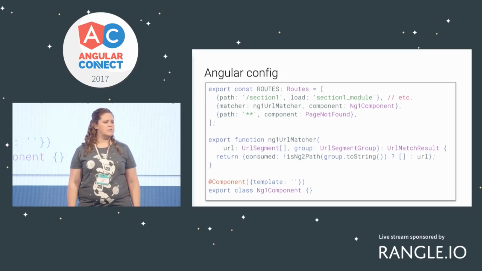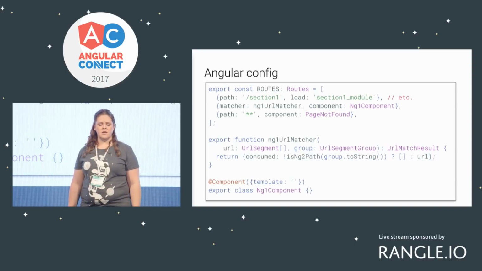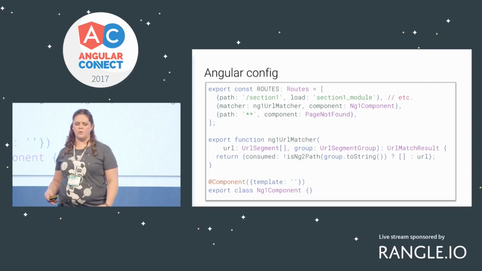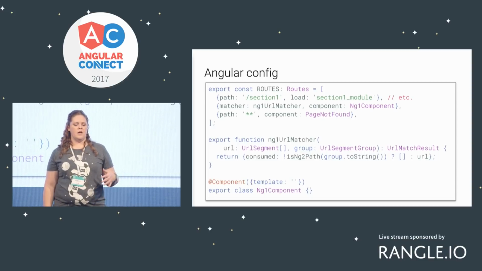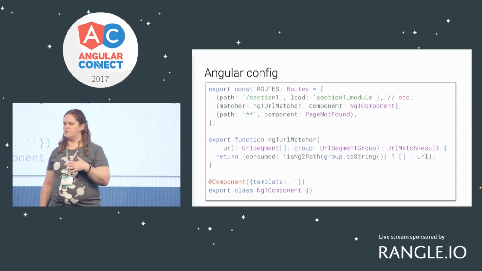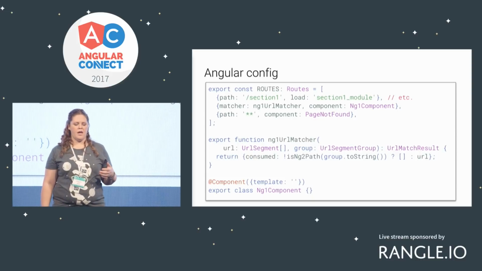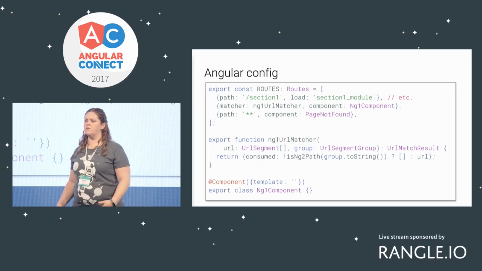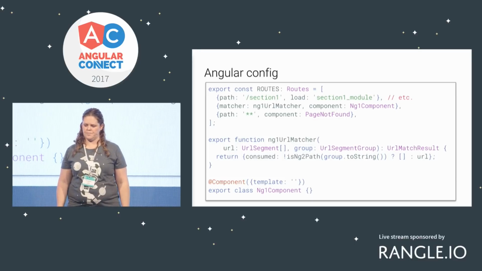On the Angular side, we have a little more powerful APIs, so we can use the matcher to map this to a function. This configuration says, after we go through all of the main registrations, if it matches an AngularJS registration, just render this component that has no content. And if it falls all the way through to the wildcard route at the bottom, then we render the Angular version of the 404 page.